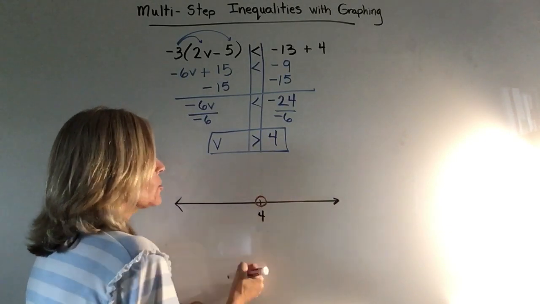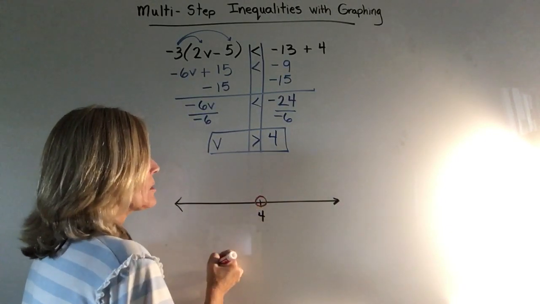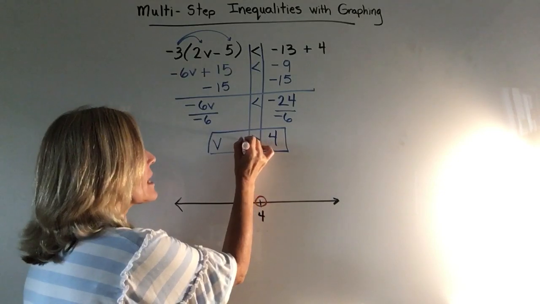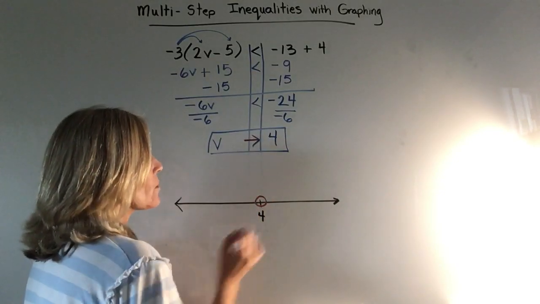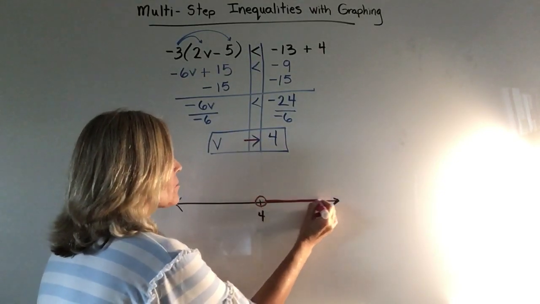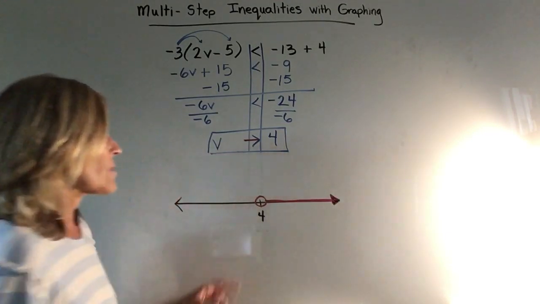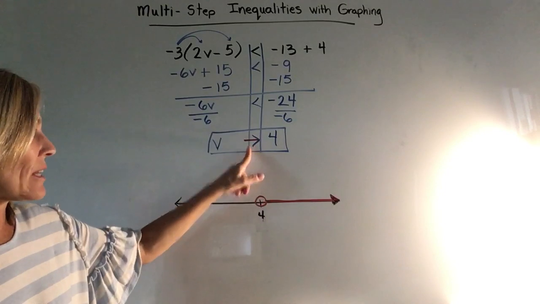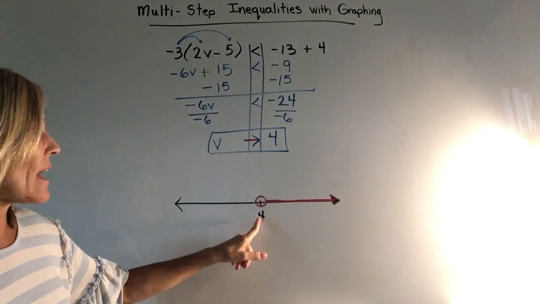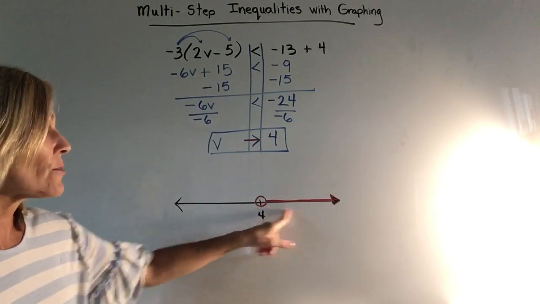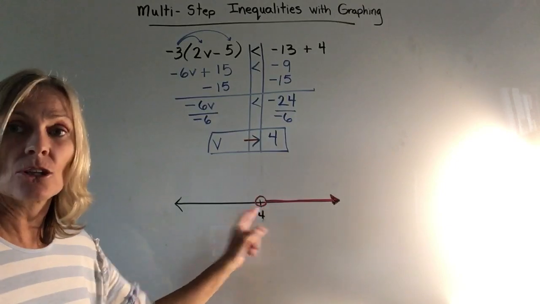It does not include 4 though, so we make an open circle. And then if you take this sign and you think of it as an arrow, it says we color in everything to the right, okay? So there we have it. That is the picture, that is the graph that shows us that v is greater than 4, but does not include 4.